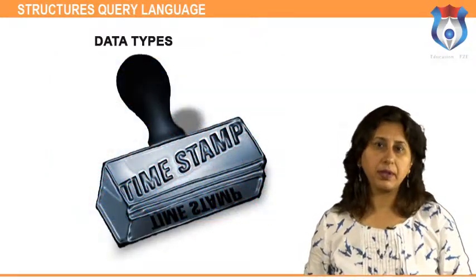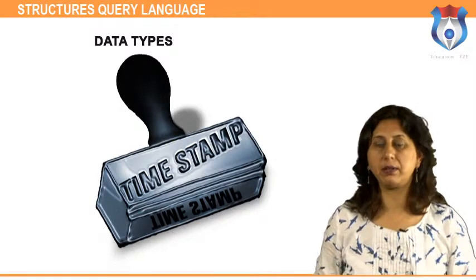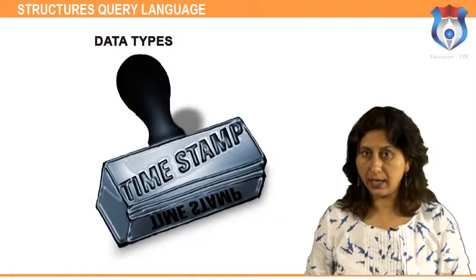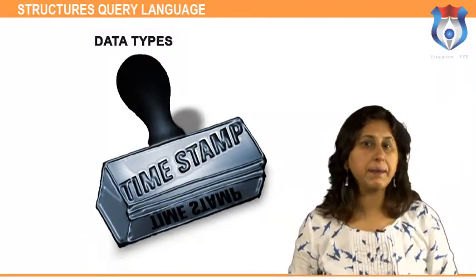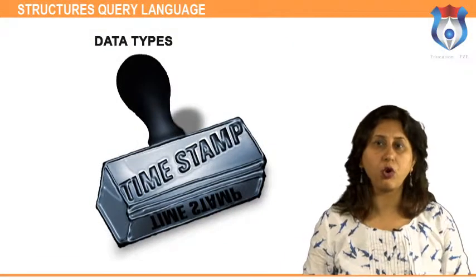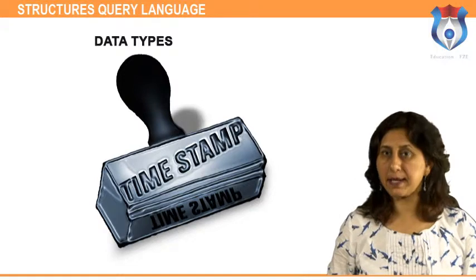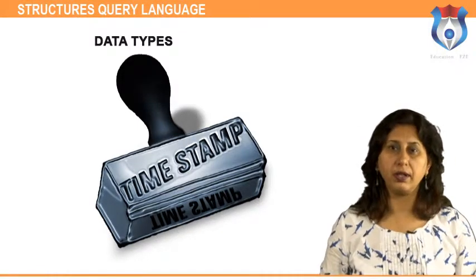Timestamp. This is a date and a time put together in one variable. Example 2010-05-30 14:55:37. Timestamp with time zone or timestamp TZ, the same as timestamp but including details about the time zone in question.